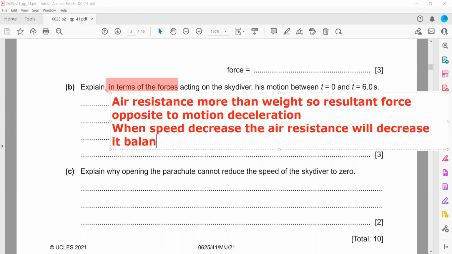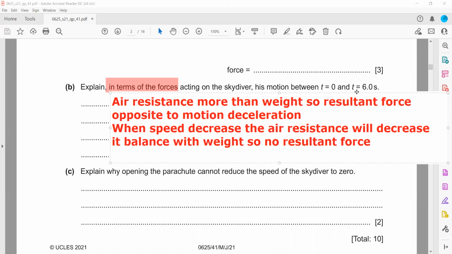It balances with weight. So no resultant force. As a result, when there is no resultant force, the acceleration will be 0.